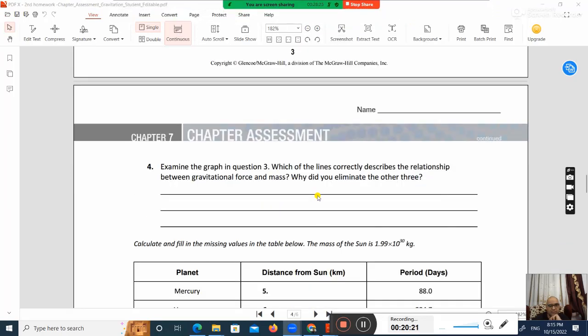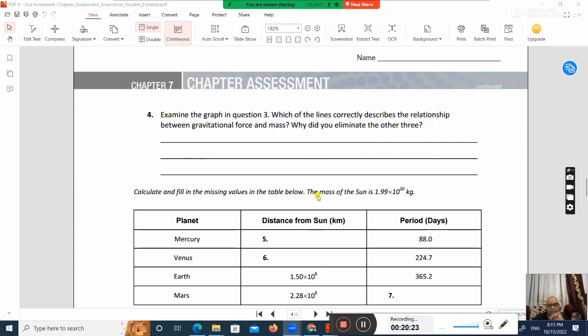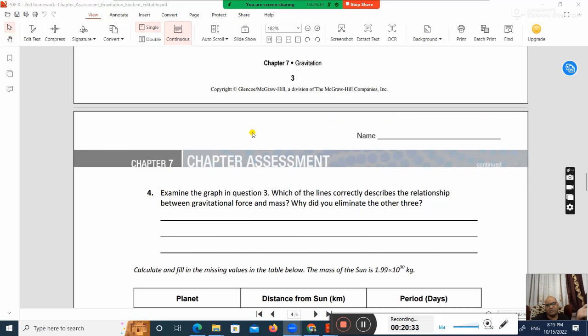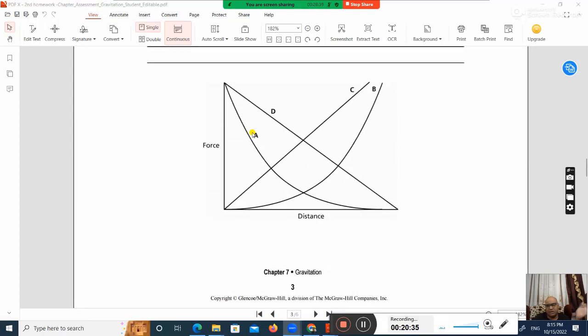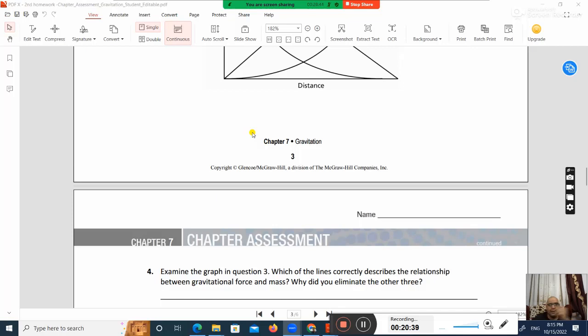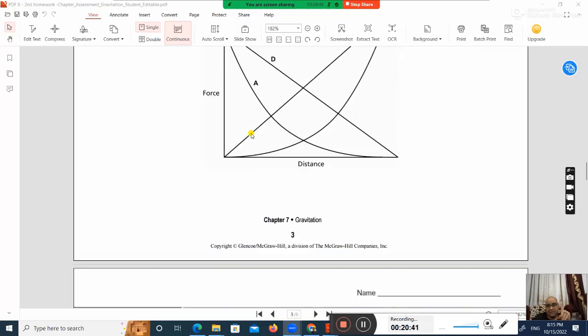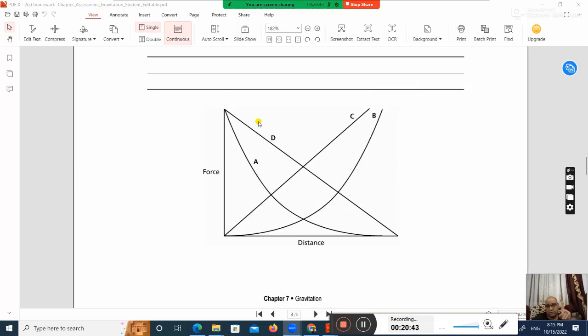The next question. Examine the graph in question 3. Which of the lines correctly describe the relation between gravitational force and mass? Gravitational force and mass, Fg equals G m1 m2. He said mass, not masses. So I'm going to choose C as Fg equals G m1 m2.